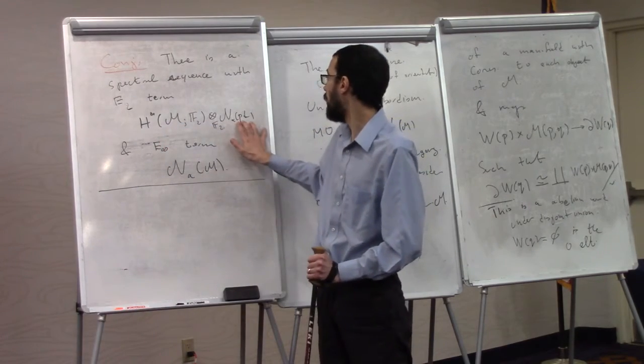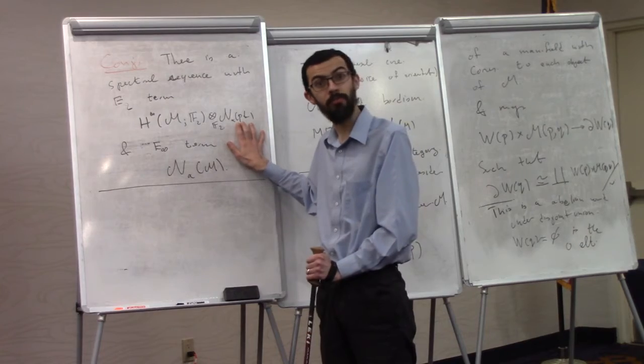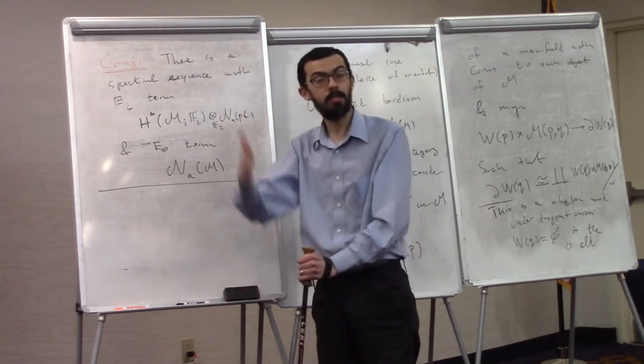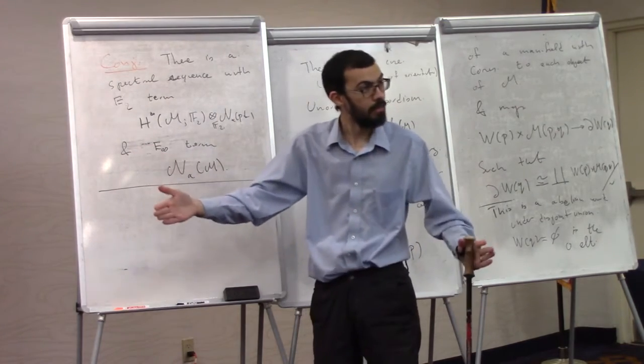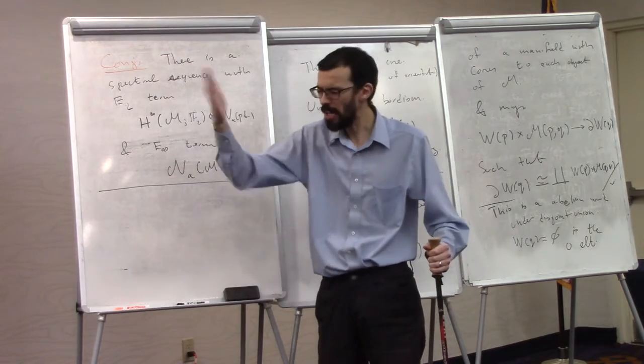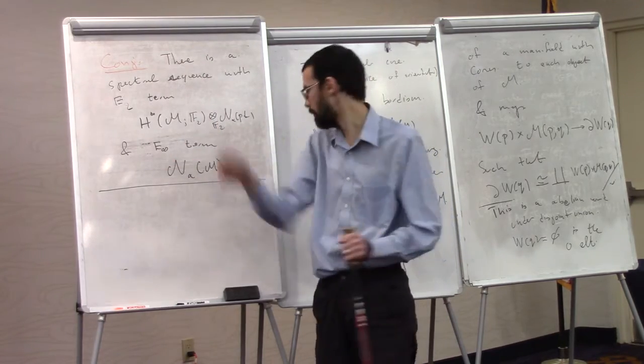And now, the unoriented bordism of a point is a module over F2. That's just because two copies of a manifold is null cobordant because of this picture.